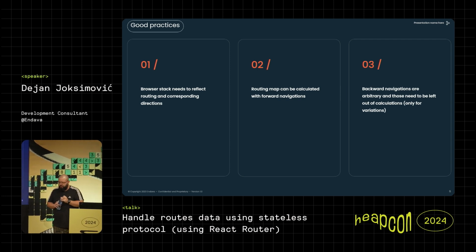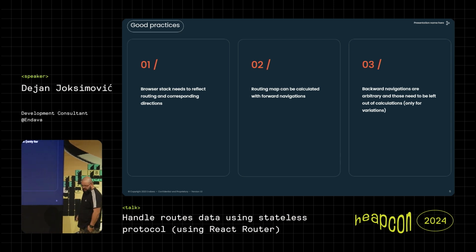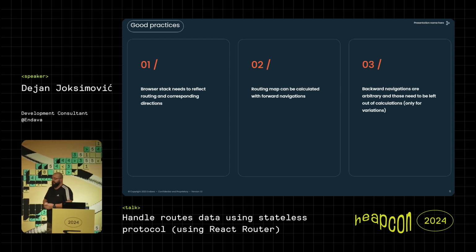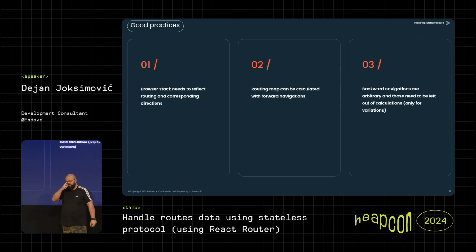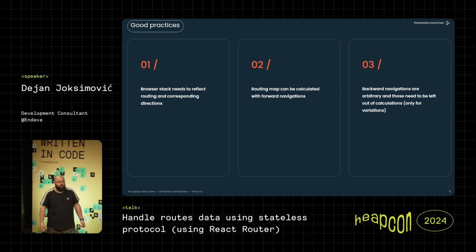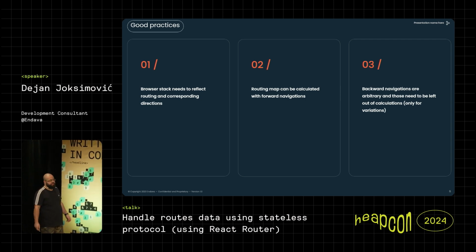Okay, so if we are talking about good practices, this is something that's very well known, but we need to mention those. So the browser stack needs to reflect routing and corresponding directions. There are two directions. It's a binary thing. So we have the forward routing. I always imagine it from right to left. And forward routing is something that we can use to map our application, our navigation path, our possible paths. So the routing map can be calculated with forward navigations.